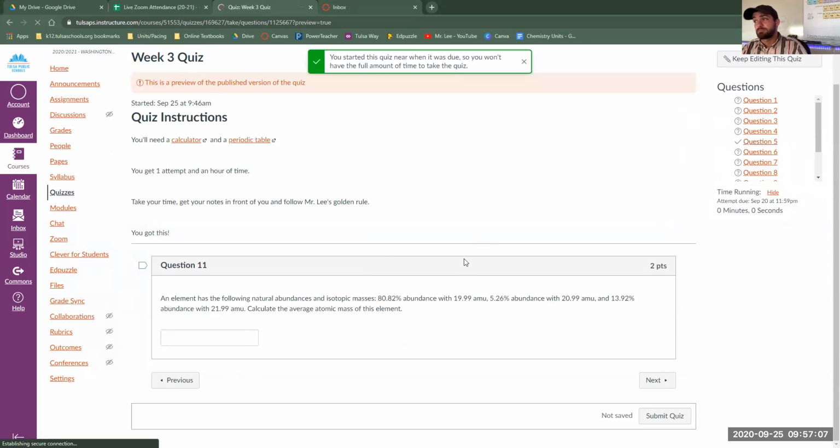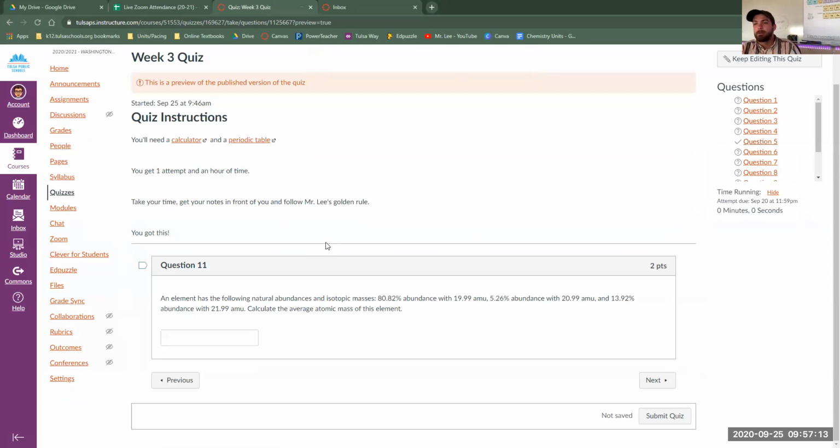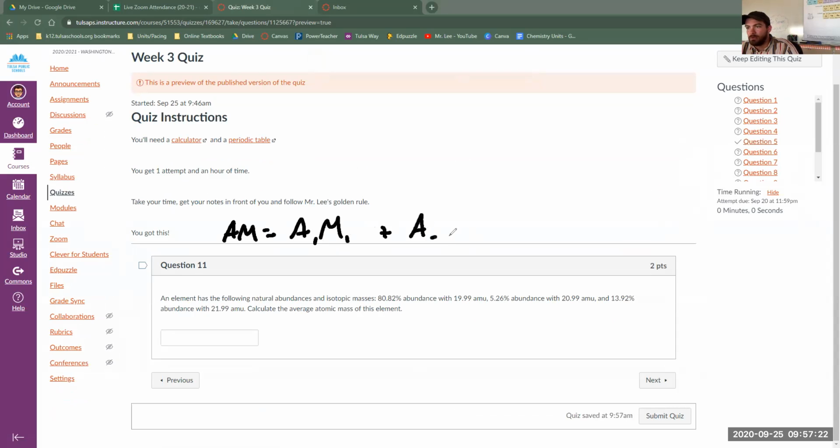Now, this problem, question 11. Everyone got 1 point for just answering it, right? That was just a little happy bonus I did here. But this is where we apply that formula we wrote down earlier. Atomic mass equals A1M1 plus A2M2. So let's do this problem. Let's do this problem for what we're given, okay? We are solving for atomic mass and we're given the abundance, okay?